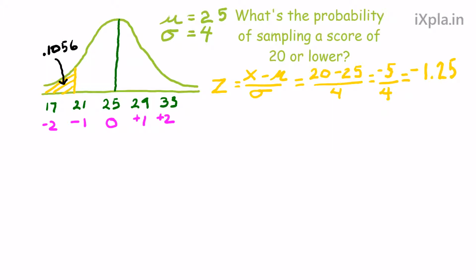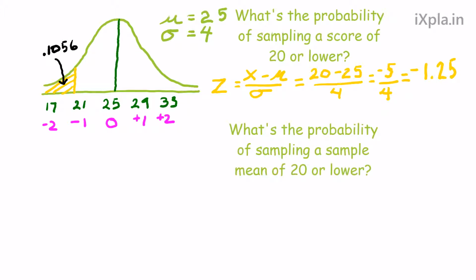All right, now we're going to change the question slightly. What's the probability of sampling a sample mean of 20 or lower? Well, it depends on the sample size, right? So the first thing we have to do is decide on a sample size.